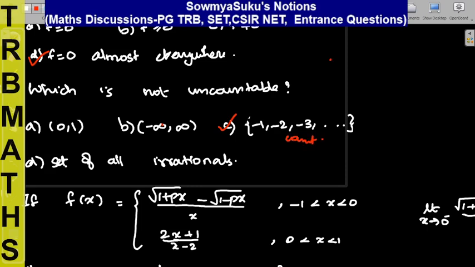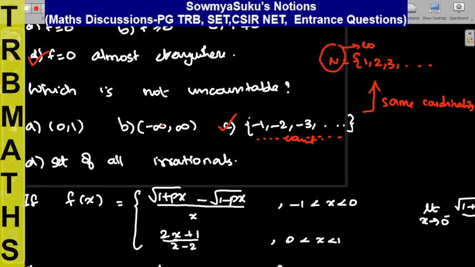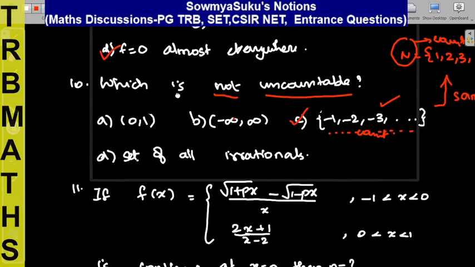Because we know that n is equal to 1, 2, 3, 4, etc. Here we have negative numbers, right? So these two have the same cardinality. As well, we know that the set of all natural numbers is what? Countable. So if it's so, we can say that this is also countable. According to this, we can write not uncountable. So option C is the right one.